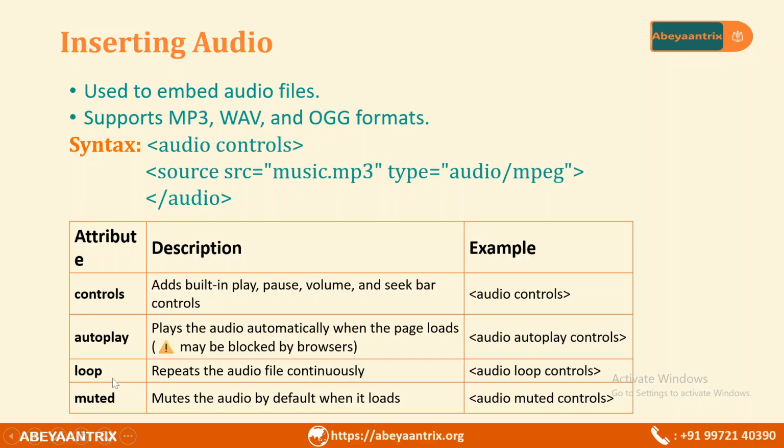One more is loop. Loop repeats the audio file continuously; once it completes, it will start again from the first, so looping takes place. Next one is muted. It starts the audio muted by default. These are all the main attributes we use in audio. I will show you an example in the practical. First understand the audio, video, and canvas syntaxes, then move on to the practical part.